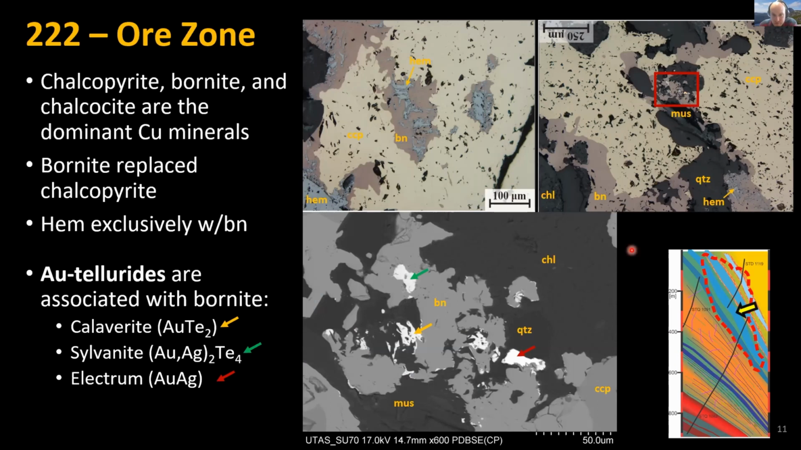You see down here the image that corresponds to this red rectangle here. The red arrow points to electrum, silver-gold mineralogy. And what's interesting is we see a lot of gold tellurides, those bright spots here. So this here is an SEM image again. We see in the ore zone a lot of sylvanite and calaverite minerals, all gold-silver tellurides.